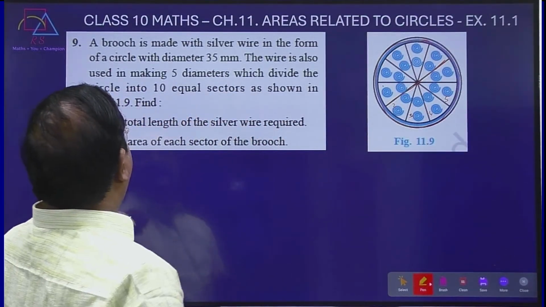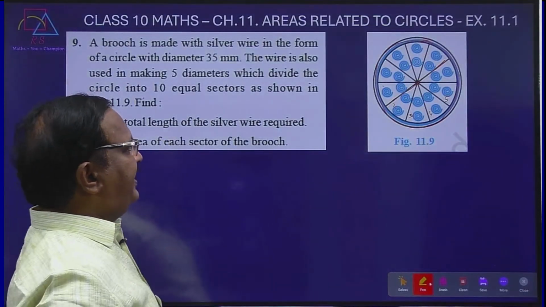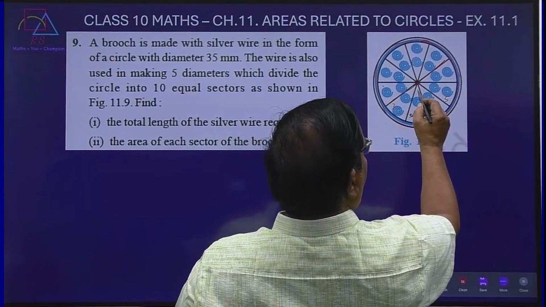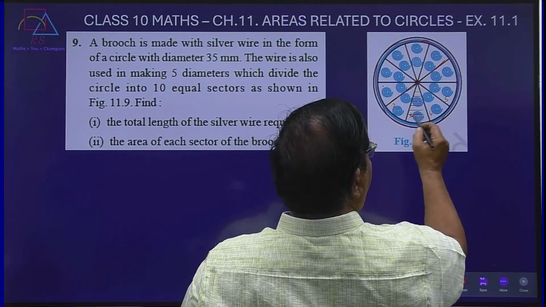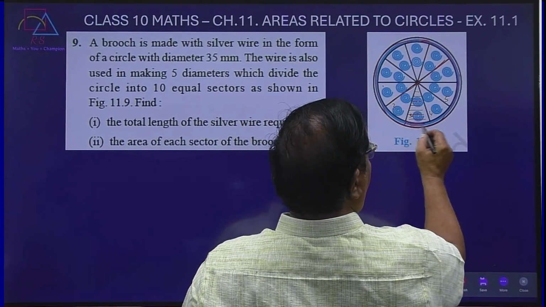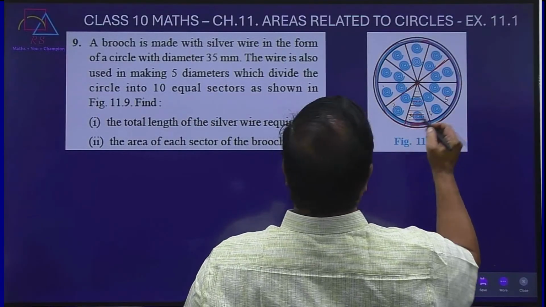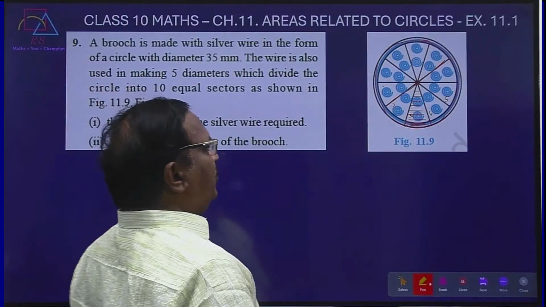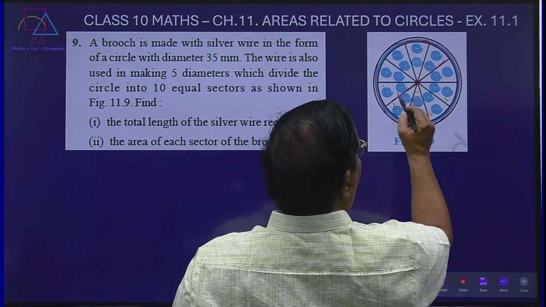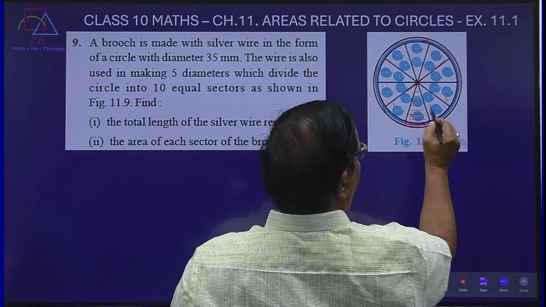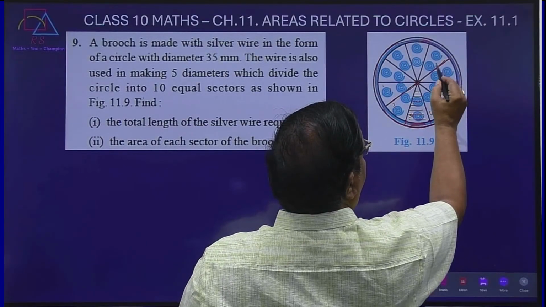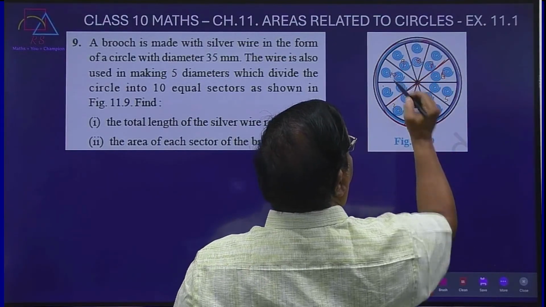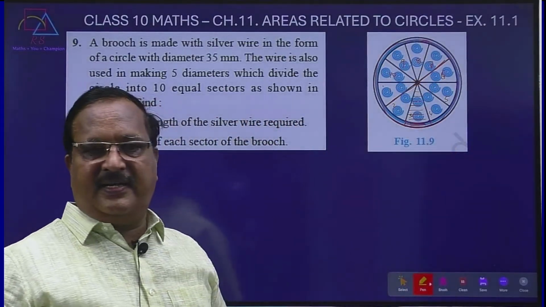Right. So second, the area of each sector. If we look at this carefully, each part is one sector. This is one sector. Okay, this is one sector. Area of each sector. Total how many sectors are there? Let me count. 1 2 3 4 5 6 7 8 9 10. Total 10 sectors are there.